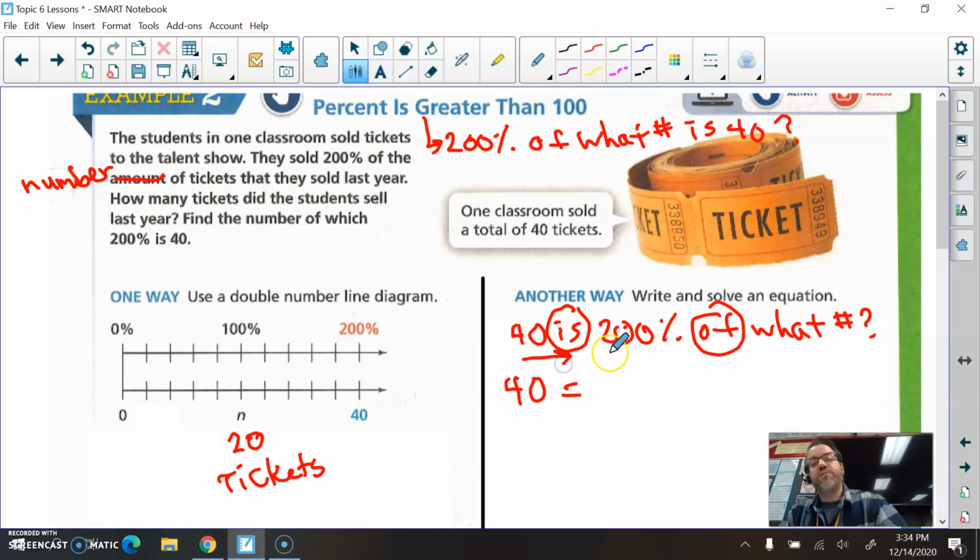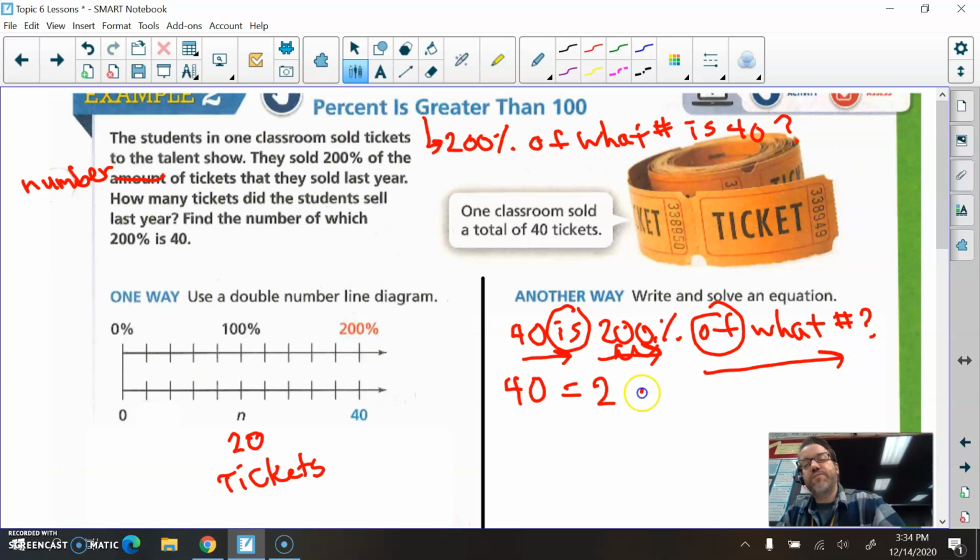That's the first part. 200%. How do you write 200% as a decimal? Well, my goodness, if you move the decimal point, it's at the end of the number. If you move it in 2 to the left, you get 2. That's weird, huh? Of what number?